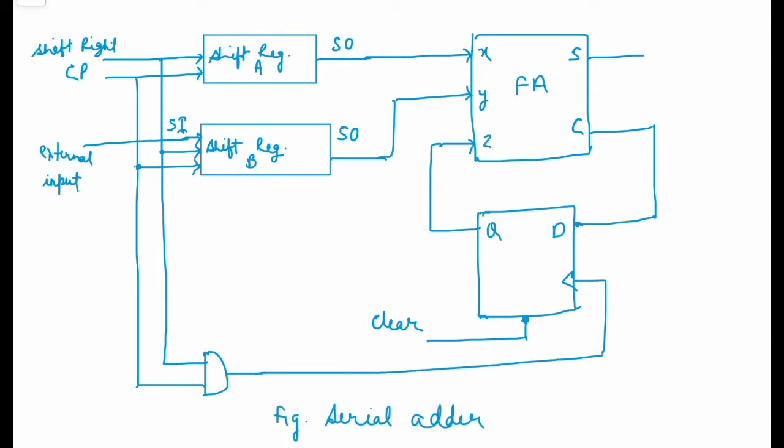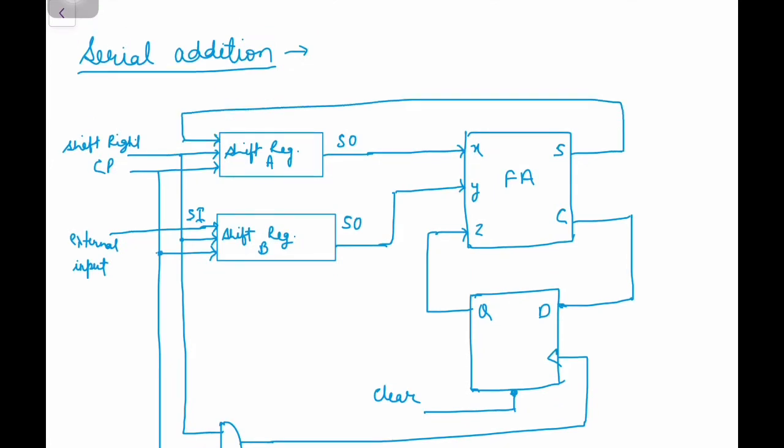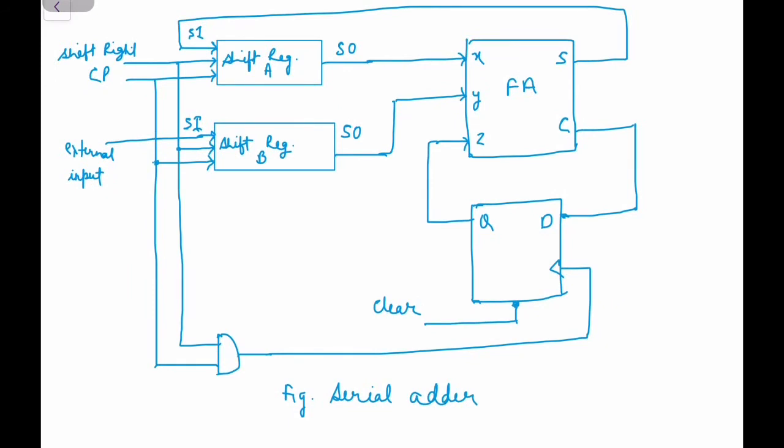One by one the sum bit is present at the full adder sum output. This sum bit can be stored in register A again, so we can utilize shift register A. So there is a feedback signal here. This is SI. So this is the circuit of a serial adder. We can see here that it uses two 4-bit shift registers, one full adder circuit, one D flip-flop and one AND gate.